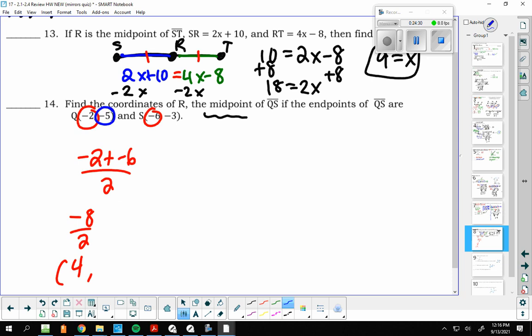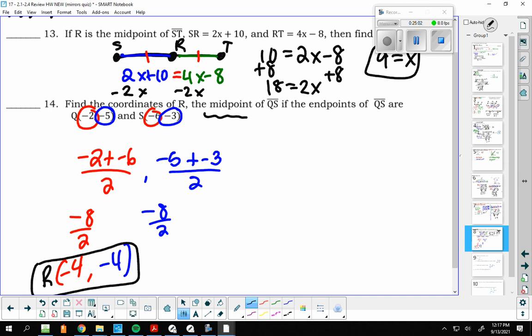So negative 5 minus 3, adding a negative 3, which is minus, right, plus a negative 3. So negative 5 minus 3 is negative 8. And negative 8 divided by 2 is negative 4. And I forgot to write the negative here. So there, negative 4, negative 4. Is it okay that they're the same? Yes. So there's my midpoint, which are the coordinates for R.